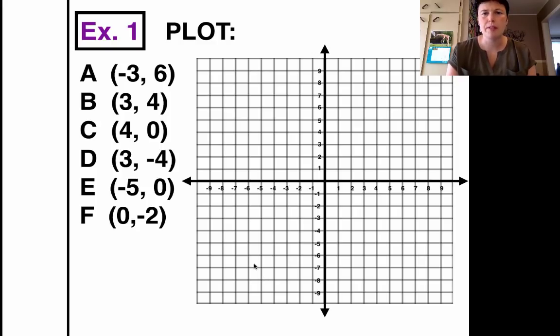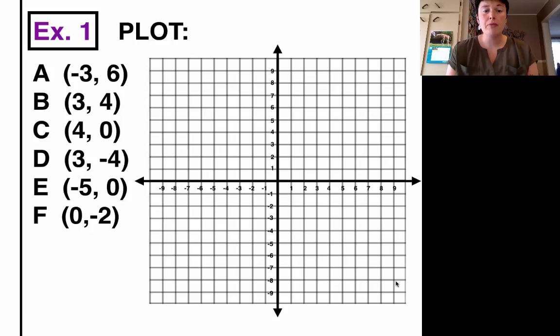And like always, pause the video if I go fast on this graphing stuff. What we're going to do is take all of these points over here and put them on our graph, and label them with their corresponding letters. So A is going to go at -3 and 6, which would be over here and up. Now, I would like you to pause the video and plot all the points yourself first, and then you can see if you got them in the right spot. So go ahead and try.